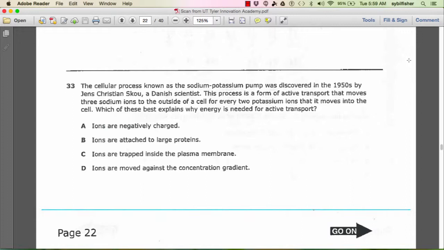A. Ions are negatively charged. B. Ions are attached to large proteins. C. Ions are trapped inside the plasma membrane. D. Ions are moved against a concentration gradient.